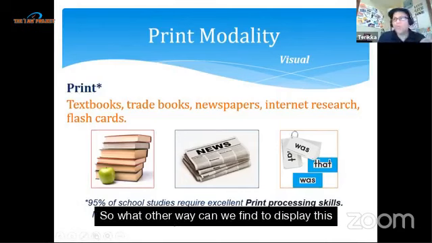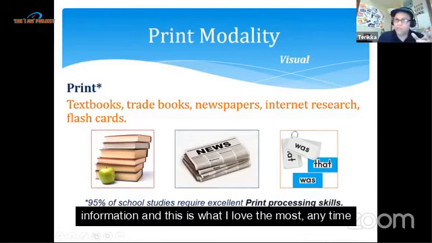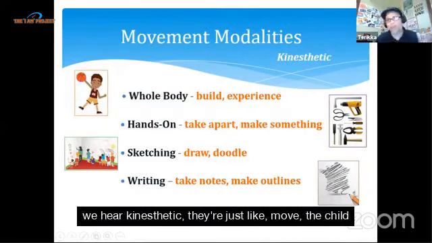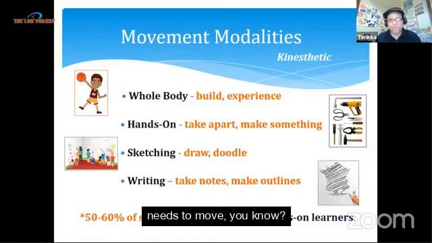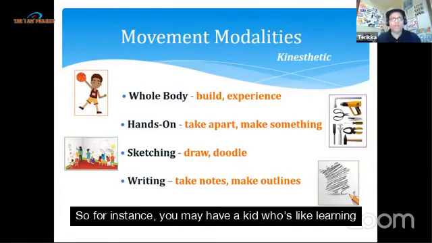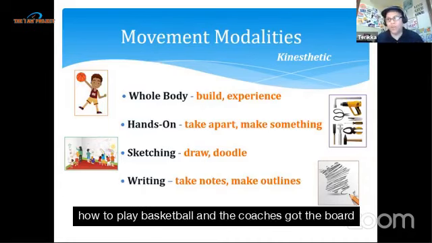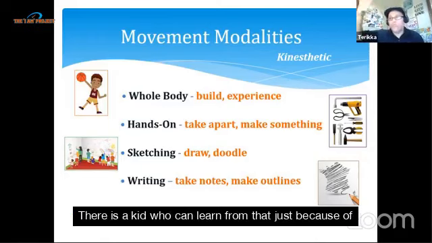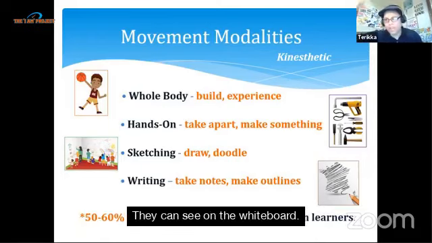So what other way can we find to display this information? And this is what I love the most. Anytime we hear kinesthetic, they're just like, move. The child needs to move, but there's nuances within this one as well. So for instance, you may have a kid who's learning how to play basketball, and the coach has got the board up and he's drawing X's and O's on the board. There's a kid who can learn from that just because of their whole picture modality. They can see on the whiteboard.